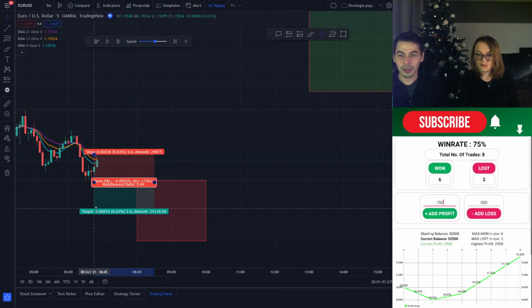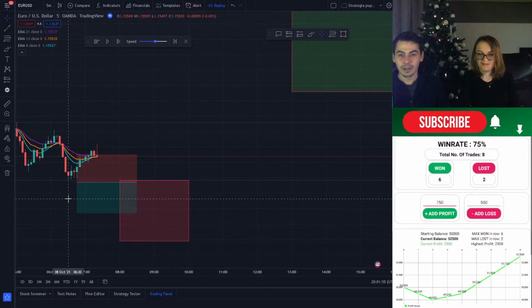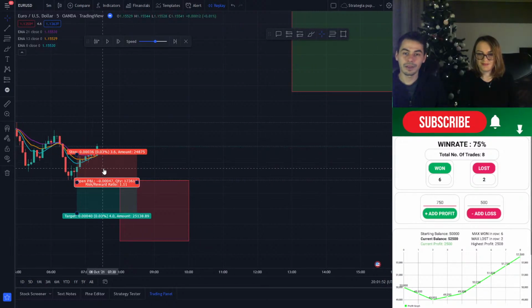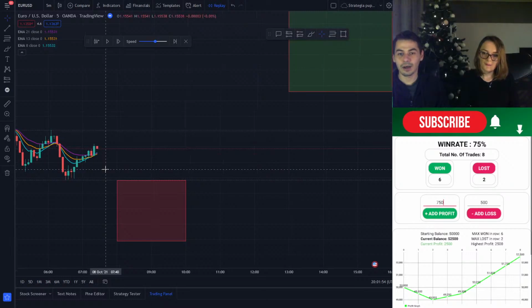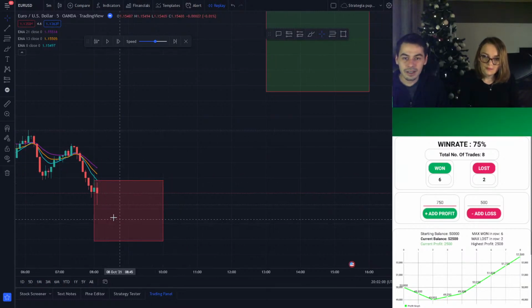Okay, and again we are targeting 1 to 1.1. Let's see how this goes. Actually, the candle closes above the purple EMA, so the position is now invalidated. Let's look for another signal here, and we have the signal right here.